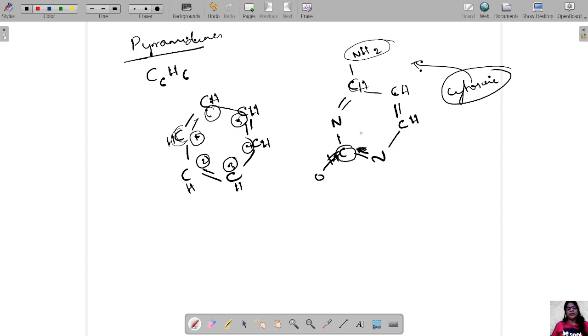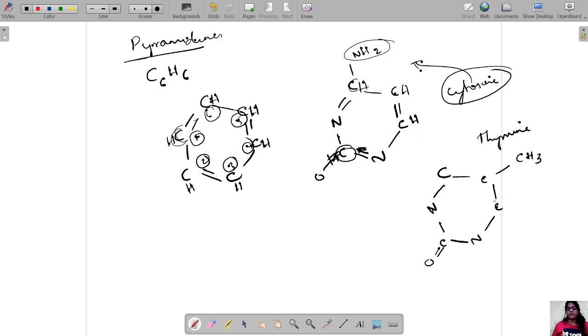What is thymine? Thymine is also a pyrimidine with one carbon-nitrogen ring, the same structure, but it has a methyl group at the 5th carbon position. Thymine has a methyl group on the 5th carbon along with a keto group on the 2nd carbon. It also has a keto group on the 2nd carbon. So this is your thymine structure.